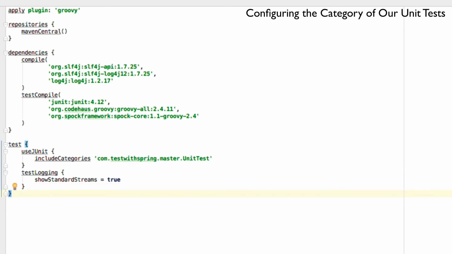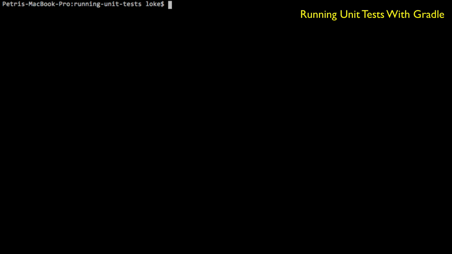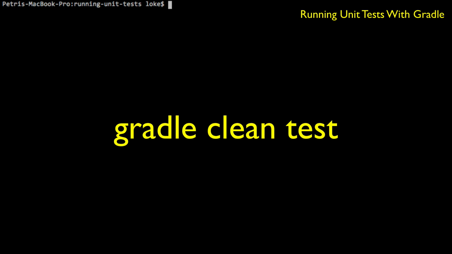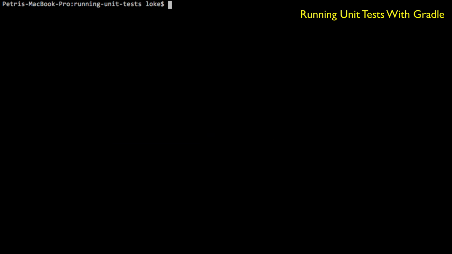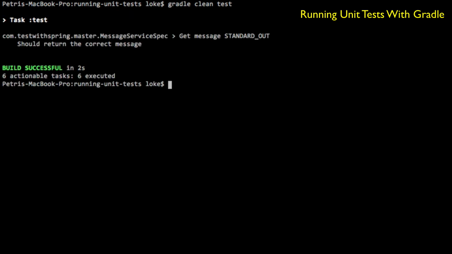Next, we will find out how we can run our unit tests with Gradle. We can run our unit tests by running the following command at command prompt: gradle clean test. When we run this command, we notice that Gradle runs only the test that is found from the message service spec class and ignores the test that is found from the uncategorized spec class.